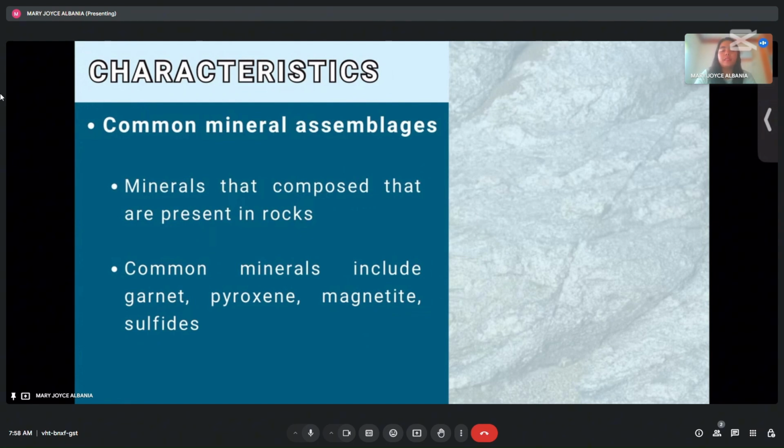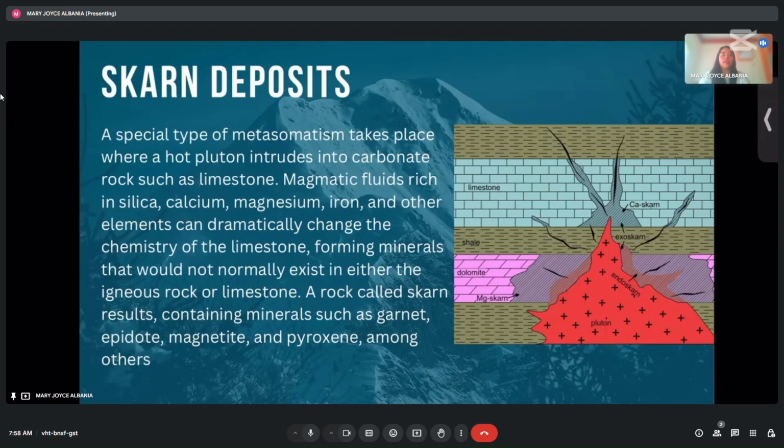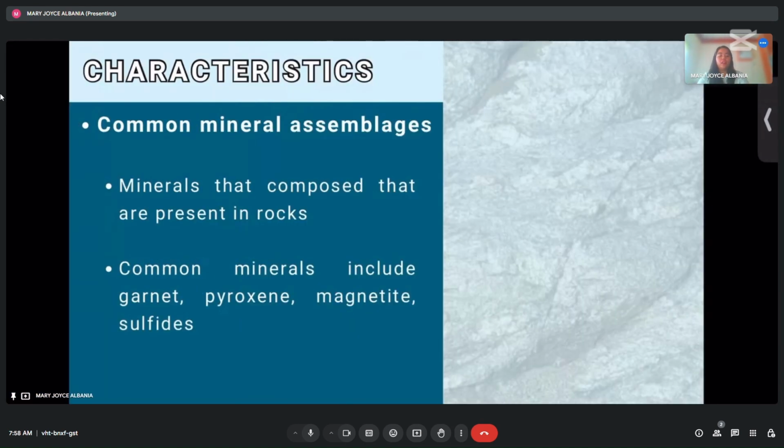And then for magnetite, it is an iron oxide that can be abundant in skarn deposit as well, and particularly for iron-rich skarns. And then for sulfides, these are like the chalcopyrite, pyrite, sphalerite that can also be found in skarn deposit, and it is found in later stages of its formation. And those four are the characteristic of mineral deposits.